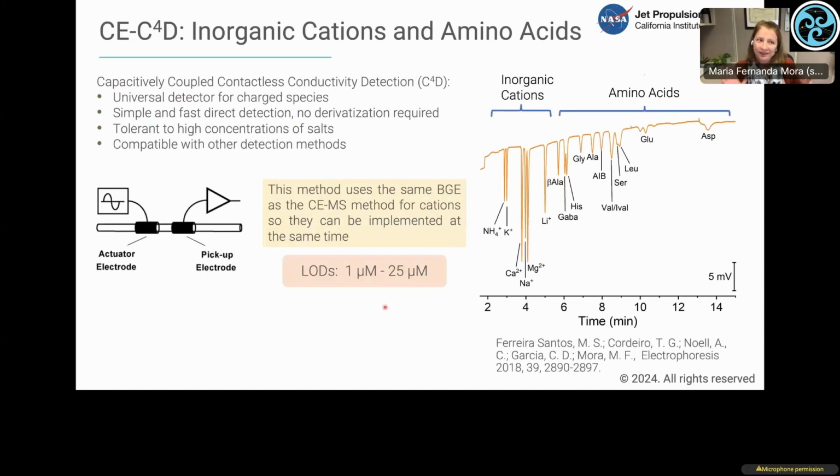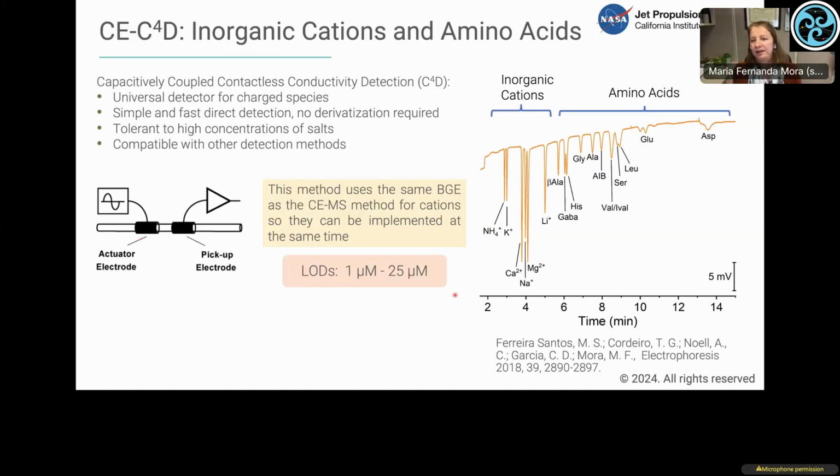And then finally, conductivity detection. This is the one that we use mostly for inorganic ions and organic acids. We have 2 methods in this case. The advantage of this technique is that you can detect anything that has a charge because it's a conductivity detector. So it's really well suited for capillary electrophoresis because we're separating based on charge. And the other advantage is that all you need is 2 electrodes outside of the capillary. So this means that you can put this detector together with another detector in the same capillary.